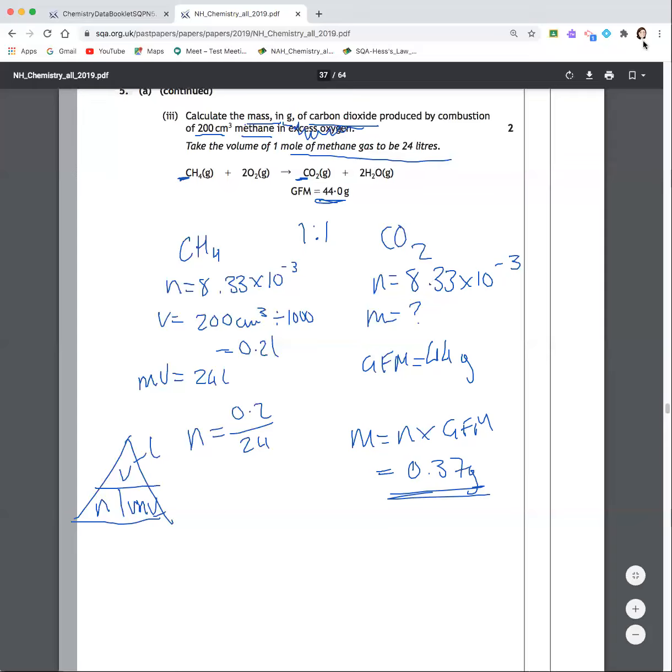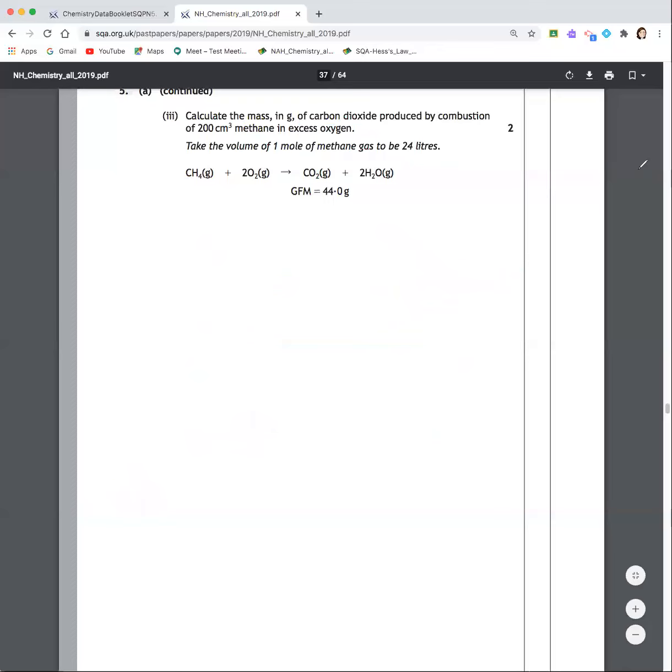I'll show you now doing it by direct proportion. With direct proportion, you always start with the mole ratio. So we're interested in methane and the carbon dioxide. 1 mole of this gives you 1 mole of this from the balanced equation. And now we need to convert the moles into masses and volumes. So 1 mole of methane has a volume of 24 litres. 1 mole of carbon dioxide, we're told, weighs 44 grams.